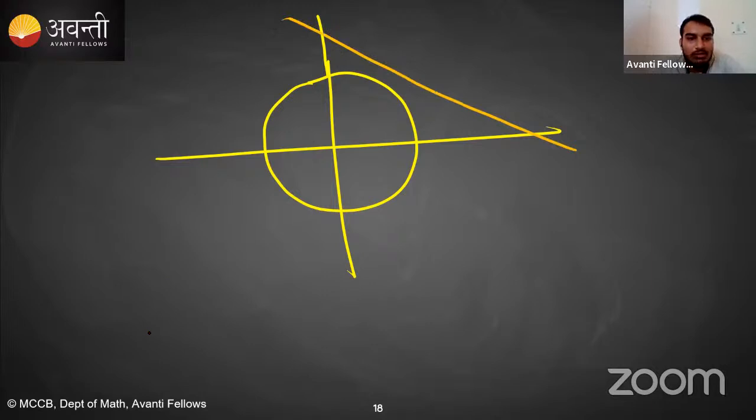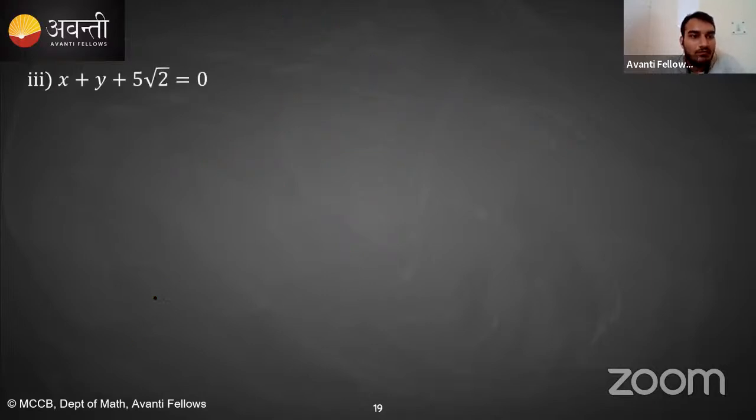Okay, so now the third case. The third case is x plus y plus 5 root 2 is equal to 0. So now tell me the position of this line with respect to the circle. The circle is again the same circle, x square plus y square is equal to 25 only. Tell me quickly in the chat box. Everyone, the position of this line with respect to the circle. Yes, very good. Tell me the answer.